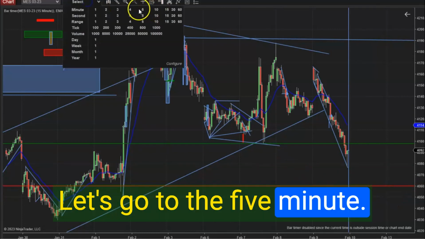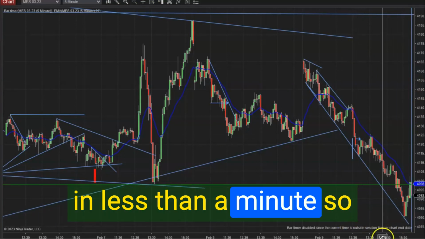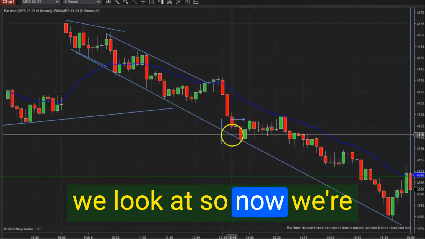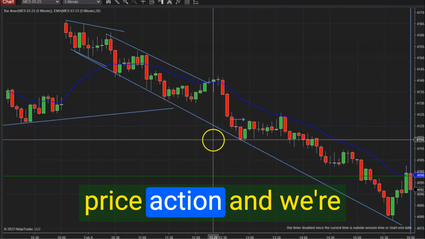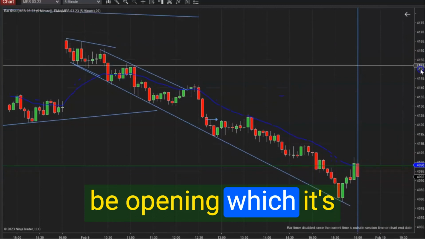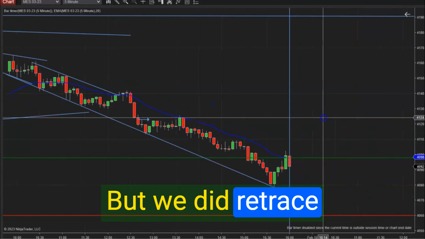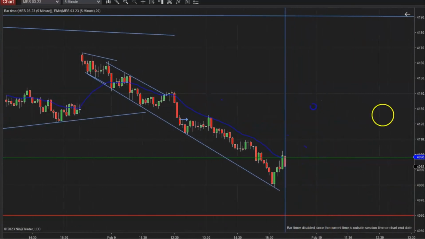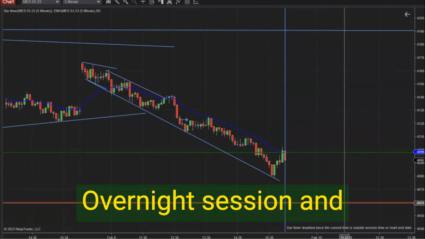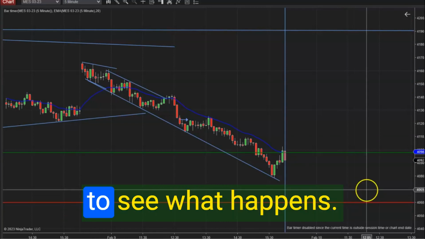Let's go to the 5-minute. Market's going to open here in less than a minute, so now at this point we zero in. We're just focused on yesterday's price action and on where the market's going to be opening, which is going to be down, but we did retrace a bunch of the overnight session, and we're going to be opening here in 10 seconds. See what happens.